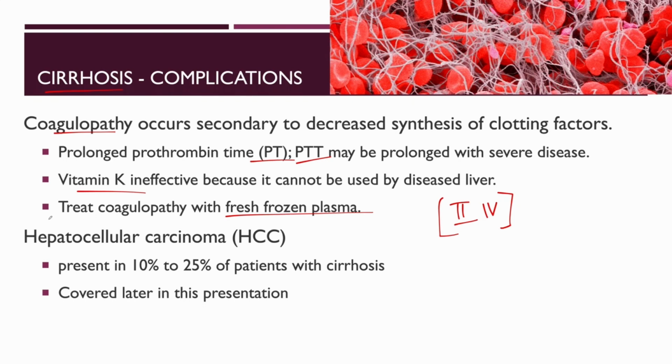And then the very last complication I want to talk about briefly here, and then more in depth in a little bit, is hepatocellular carcinoma. So anyone with cirrhosis has an increased risk of developing HCC. And this is, for all intents and purposes, liver cancer. When people talk about liver cancer, they talk about HCC. And it's present in 10 to 25% of patients with cirrhosis.